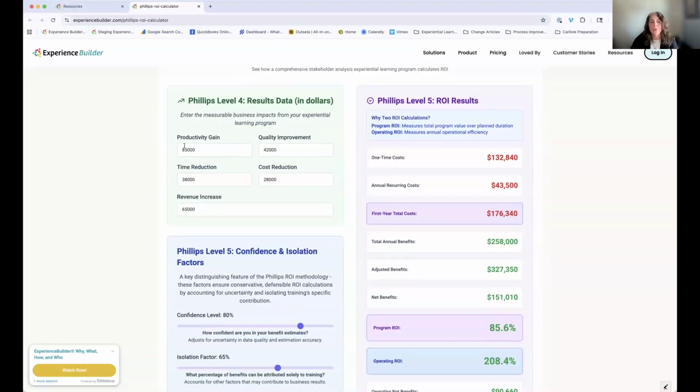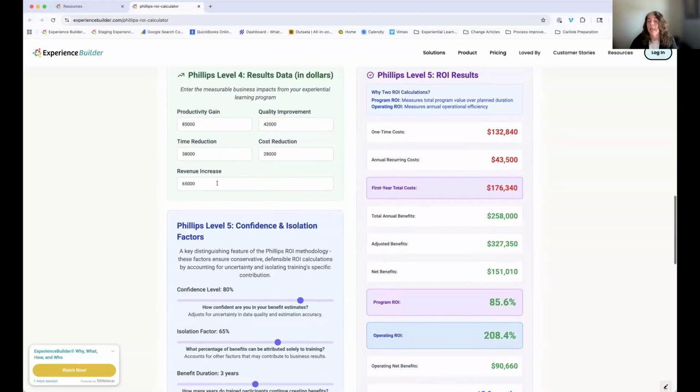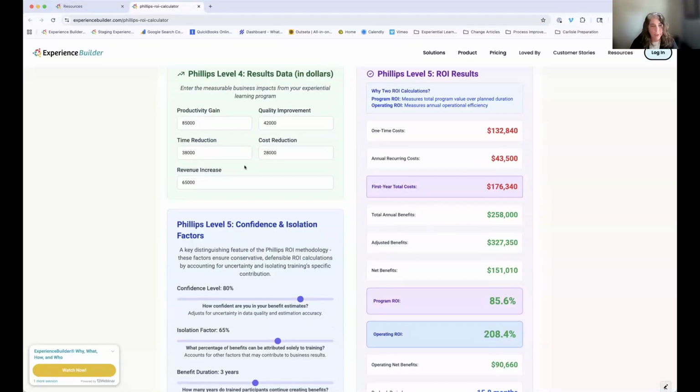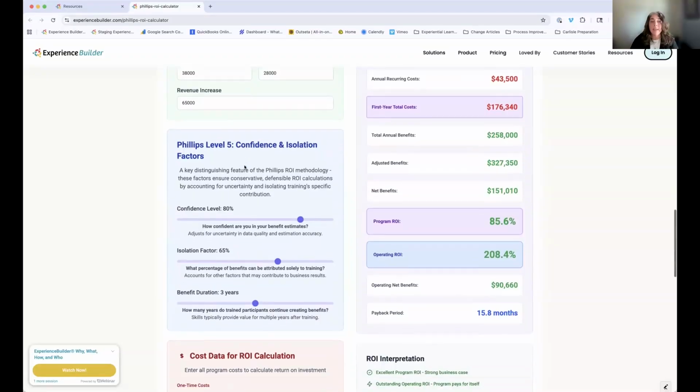how this works. So you would go through and do your benefits estimate, and put them in these categories. Honestly, the categories don't matter to the calculator. Whether you put in productivity gain or quality improvement, it doesn't matter. This is just for your own purpose, to say, hey, this is how we're building this program. But the calculator doesn't care where it goes.